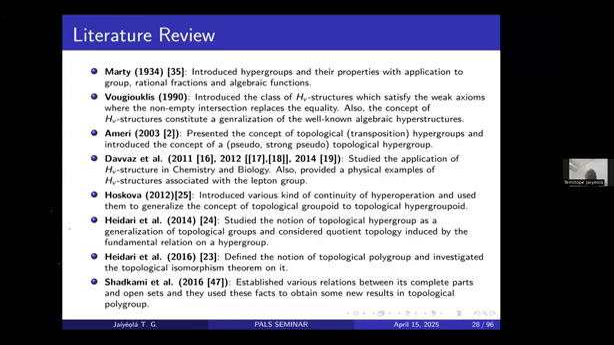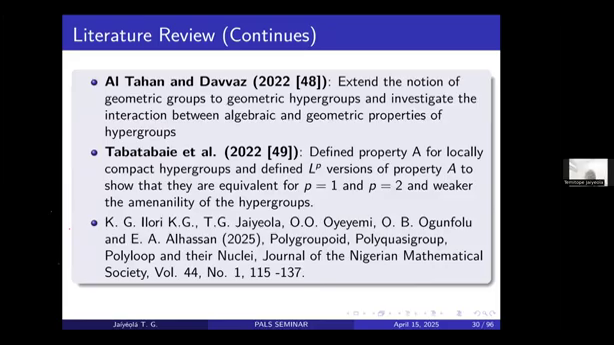This is just a review of hyperalgebraic structures. Just like I said earlier, the study started in 1934 with Marty, and several authors have worked on them and also applied them. For example, Davvaz et al., 2011, 2012, and co. studied the application of HV structures in chemistry and biology, and also provided a physical example of an HV structure associated with the lepton group, the one I just referred to. And up to date, people are still working on them.